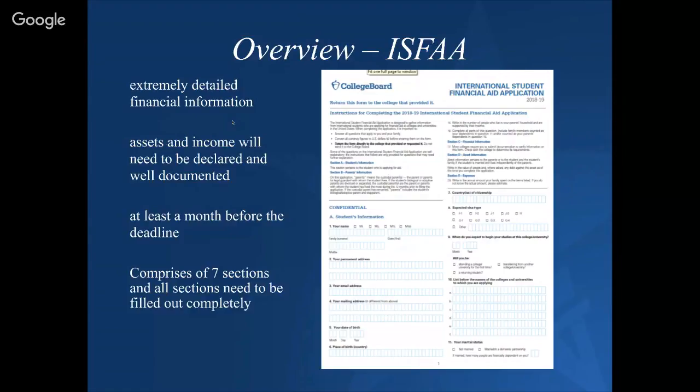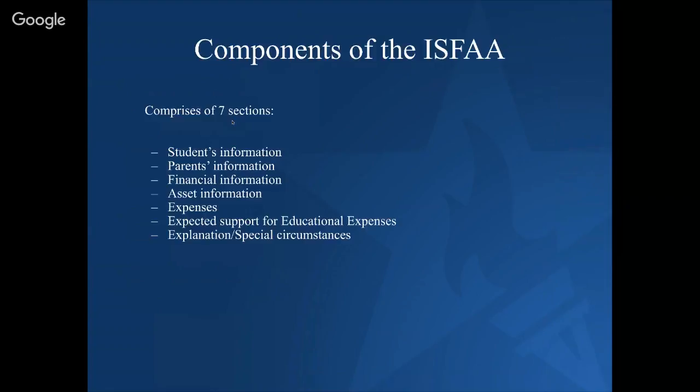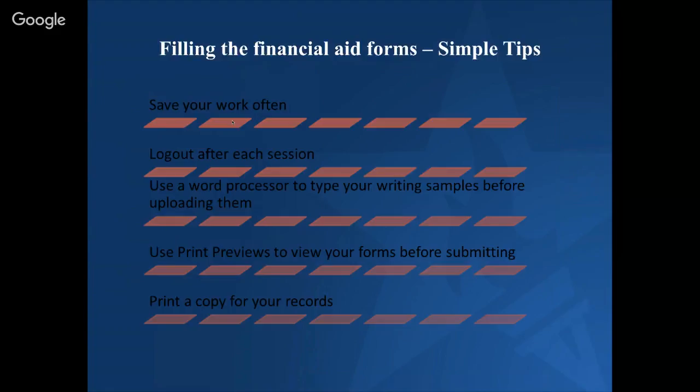But what I'm also going to give you is a handout that I've done on how to go through each of the 7 sections and what to input there. Essentially it's asking for student information, parent information, financial information, asset information, expenses, expected support for educational expenses, and then your explanations and special circumstances.